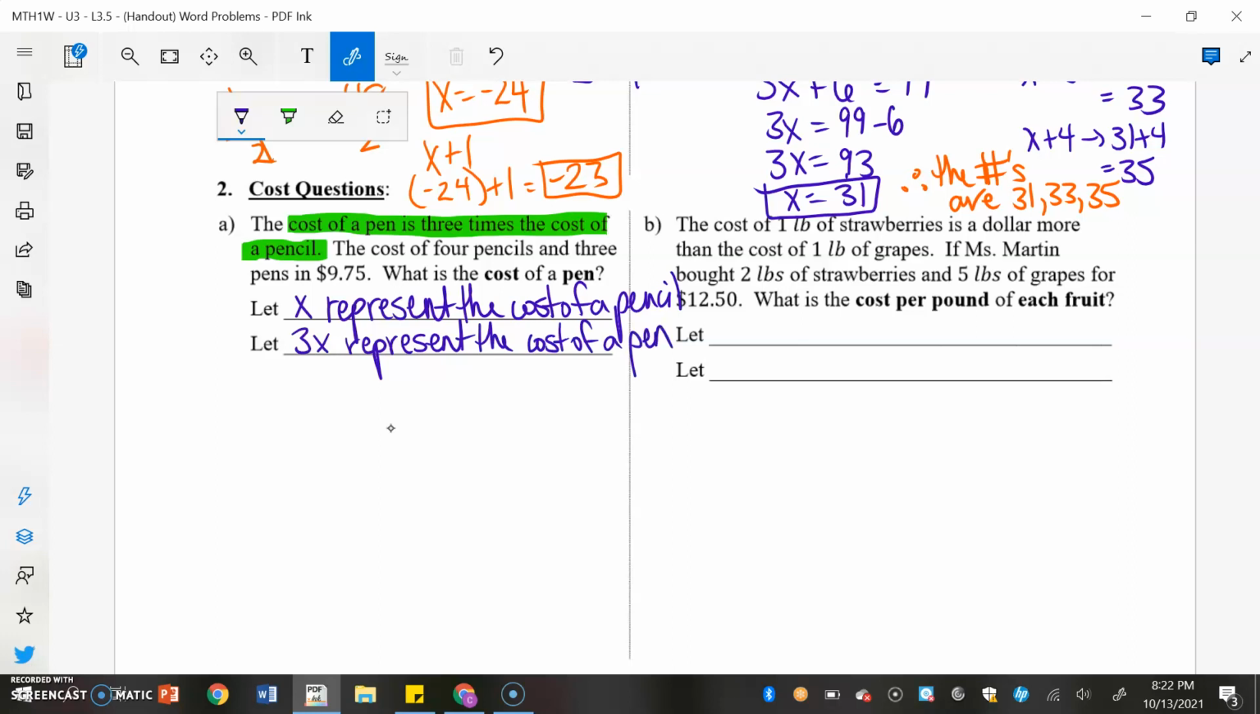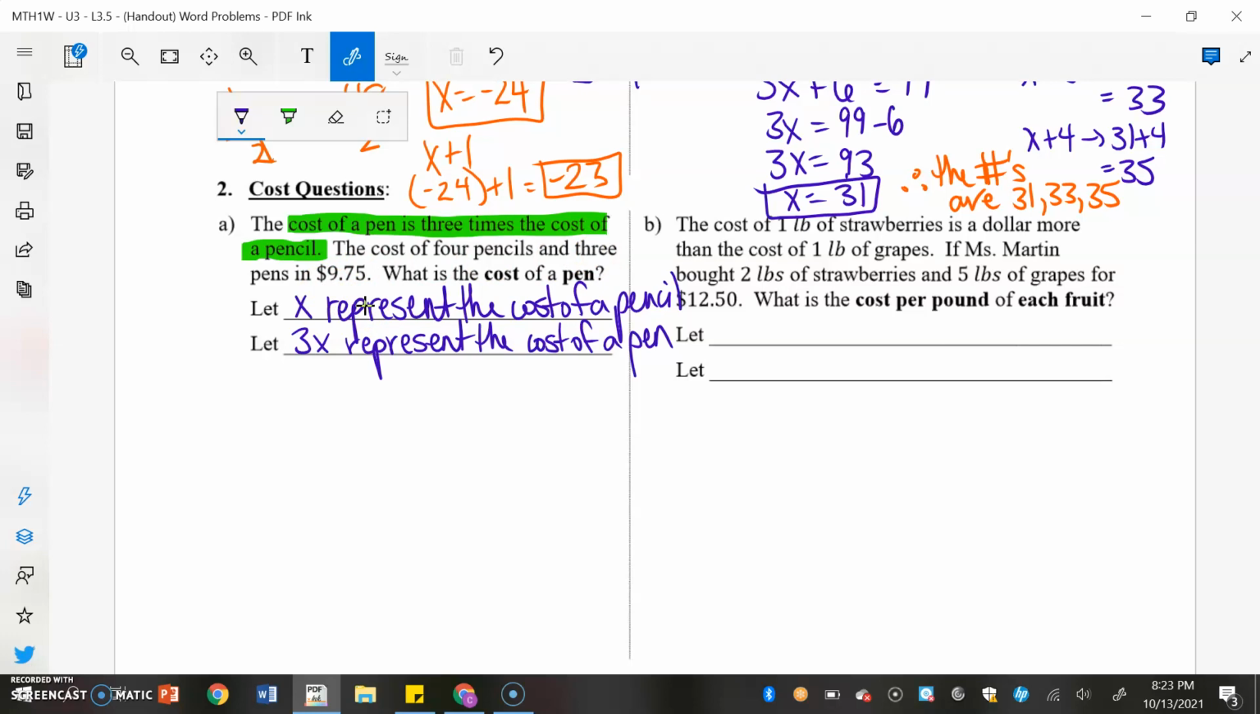And this is because it says the cost of a pen is 3 times the cost of a pencil. So we have 3 times the pencil gives us the cost of a pen. Now it says the cost of 4 pencils and 3 pens is $9.75. So here's where we're going to make our equation.